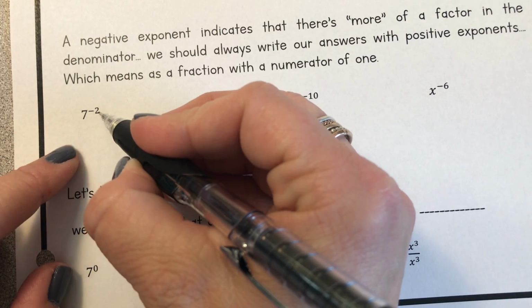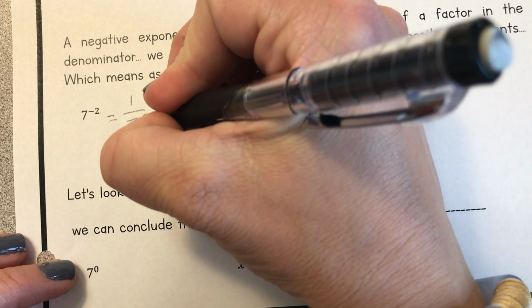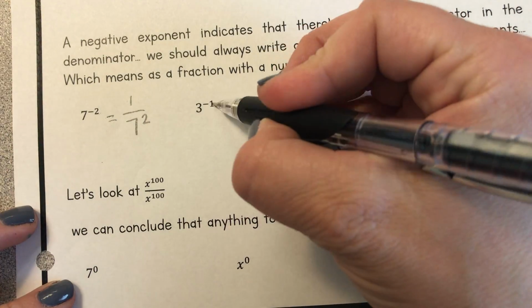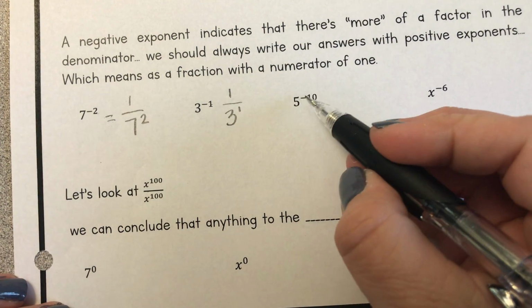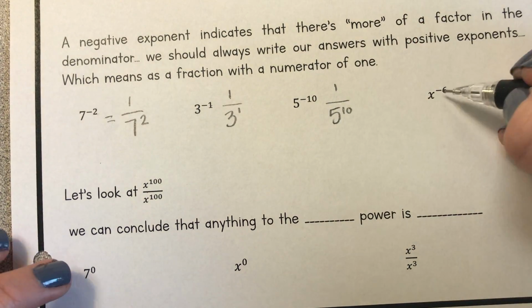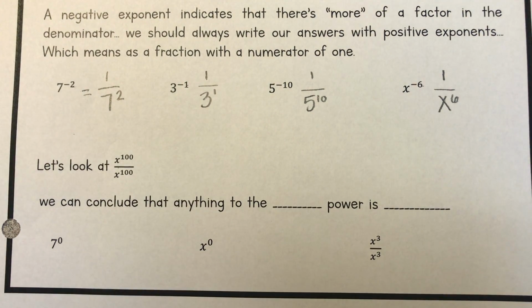So if I have a negative exponent, that's telling me that there are actually more of that factor in the denominator. So whenever we have a negative exponent, we actually want to put it in the denominator of our fraction by putting it underneath a 1. So 3 to the negative first is 1 over 3 to the first. 5 to the negative 10th is 1 over 5 to the 10th. X to the negative 6th is 1 over x to the positive 6.